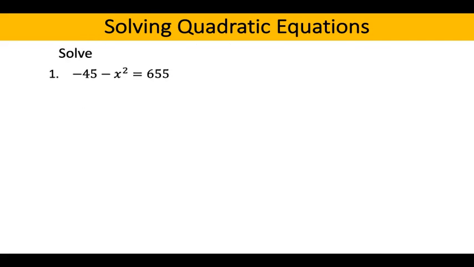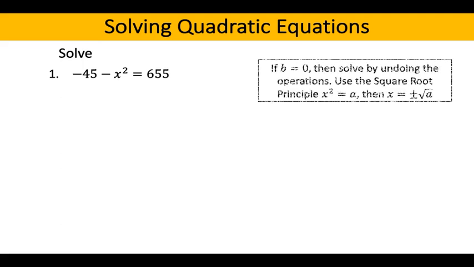Let's look at example number 1. We have negative 45 minus x squared equals 655. Here, if b equals 0, then we will solve by undoing the operations using the square root principle. Notice in this problem we do not have a bx term, so that means our b equals 0. We can undo the operations to get x by itself.